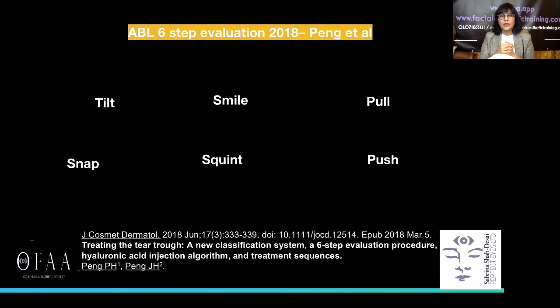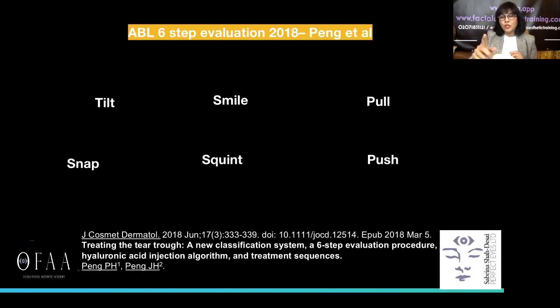Then we do the pull test. Now, what is the pull test? The pull test is pulling the eyelid down to see how loose the eyelid is. And the snap test is where you pull the skin and let it go, and you see the recoil should be within a couple of seconds. And if it's longer than that, it means that the skin elasticity has gone.